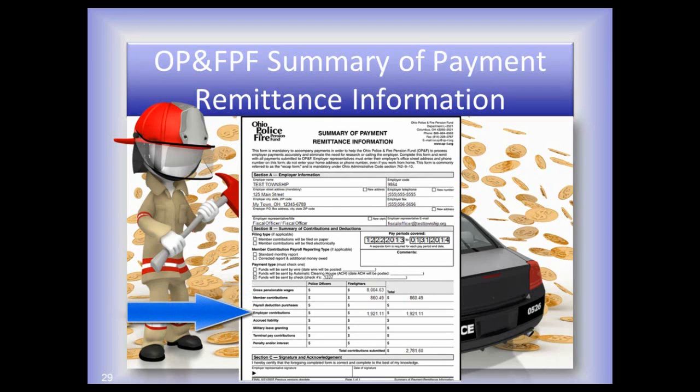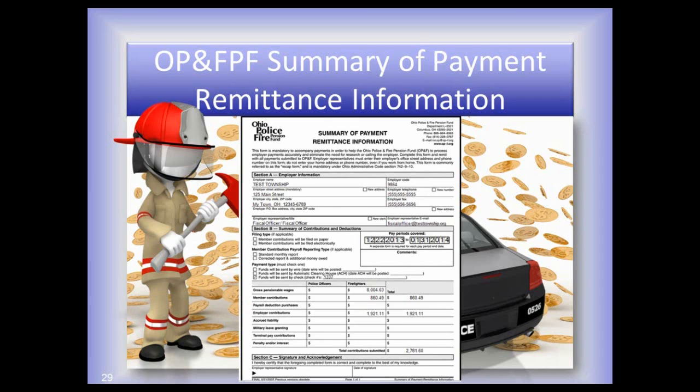Employer contributions should be listed on the employer contributions line, not the payroll deduction purchase line. The payroll deduction purchases line is only to be used for payments submitted when a member is buying back previously earned service credit through payroll deduction, and to be considered proper filing under the Ohio Administrative Code.